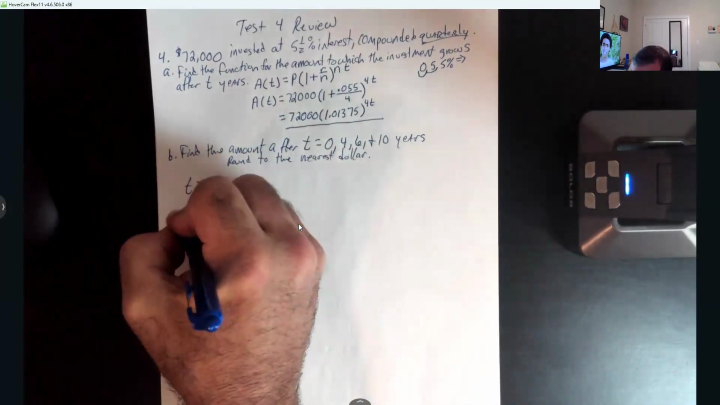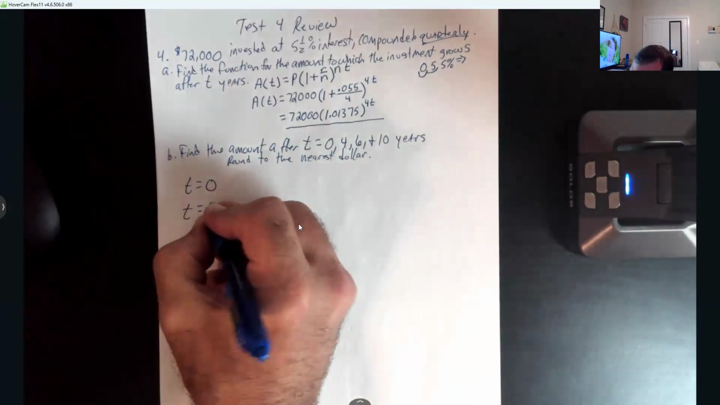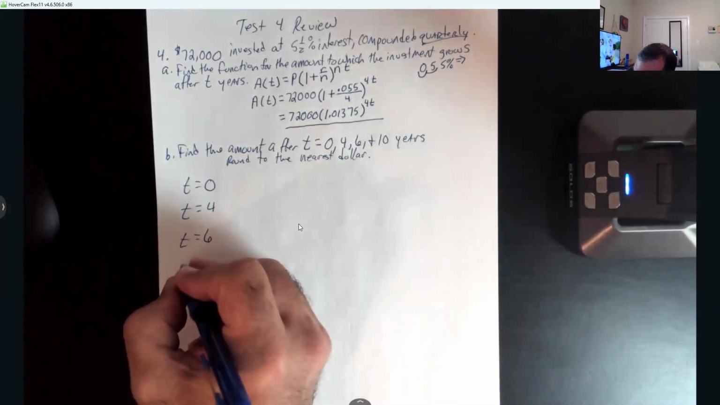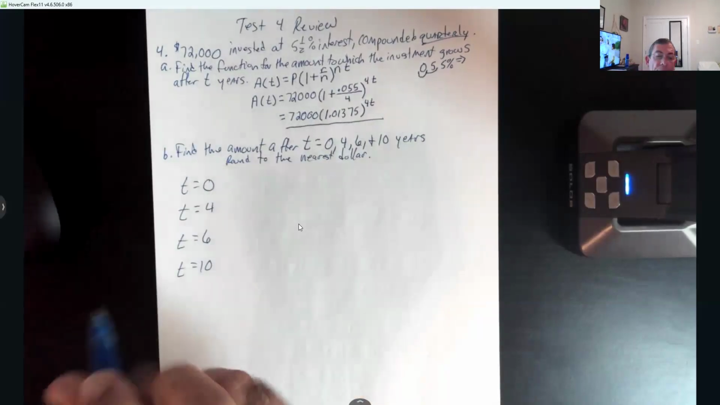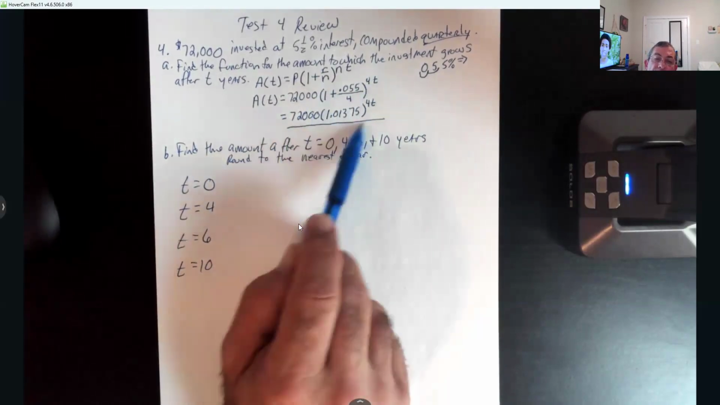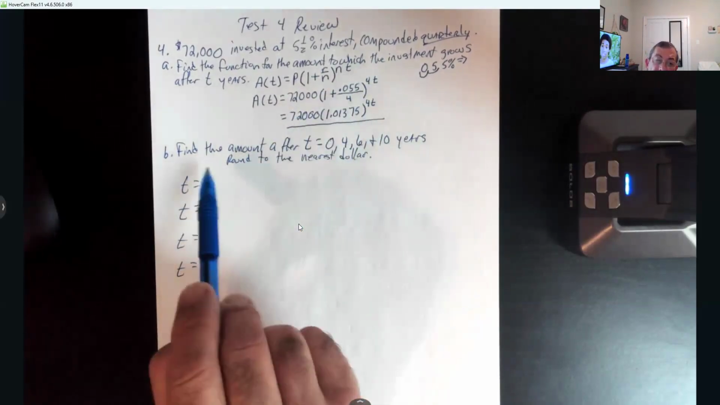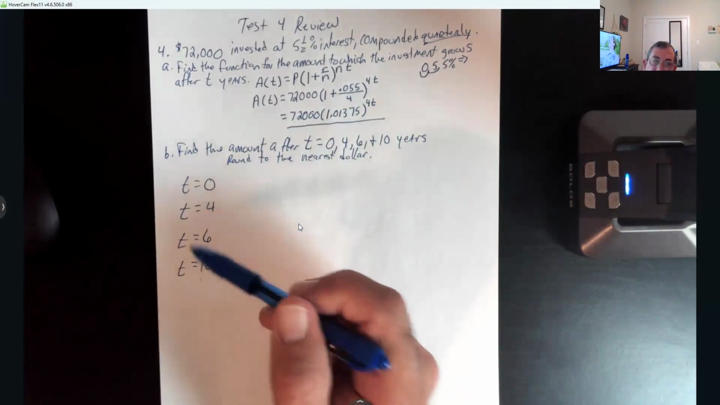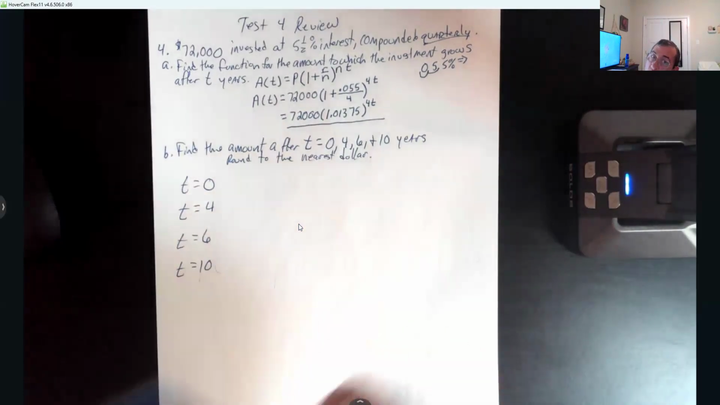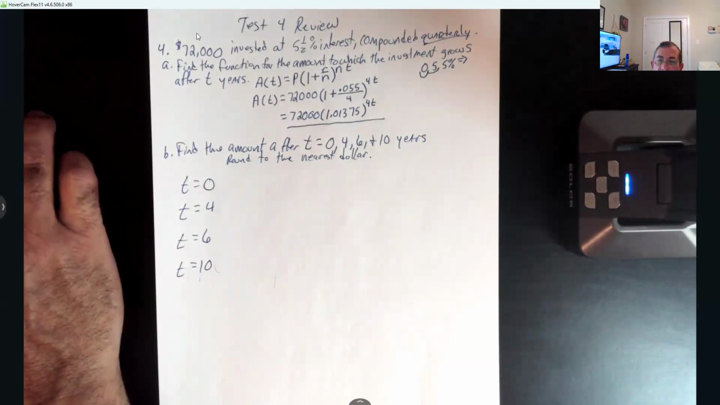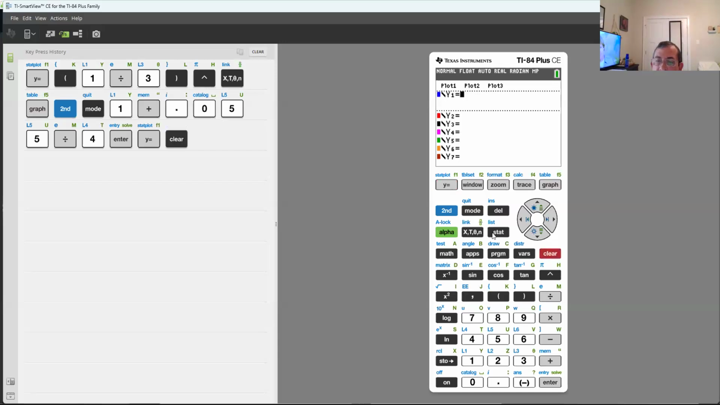So I'm going to put my 4 times down here: 0, 4, 6, and 10. Now you can do these one by one by putting a 0 in for that t. But I'm going to go put this in y equals, and then I can go to my table and get all these amounts really quick. Because these will be all my x's, and then my amounts will be all the y values, okay? So let me go graph this. So y equals and clear.